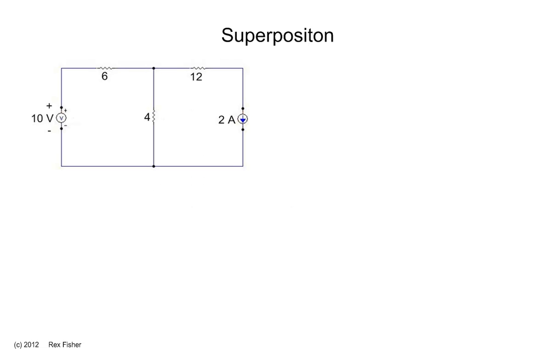Here's a circuit with one 10-volt voltage source, one 2-amp current source, and 3 resistors. Let's use superposition to solve the voltage across and the current through all 3 resistors.